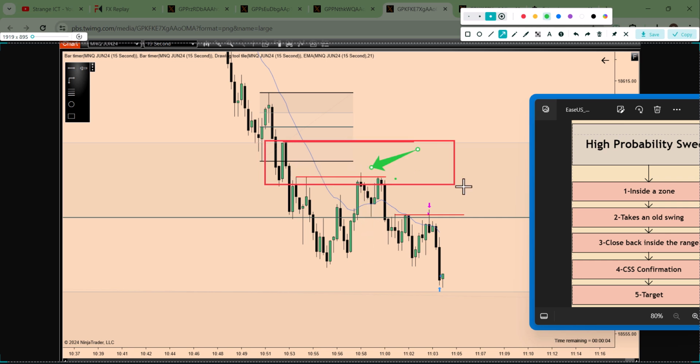And then what happened? We took an alt swing inside the zone, close back inside the range. We have that here, as you can see, close back inside the range. CSS confirmation, yes. As you can see, this candle right here, we closed right here with this candle. This candle closed below this one. So this is also checked. We retraced back into this candle.